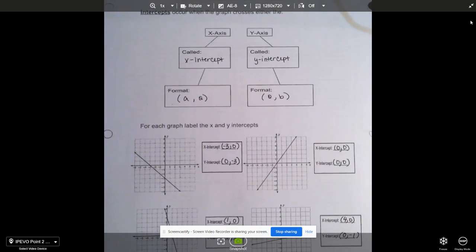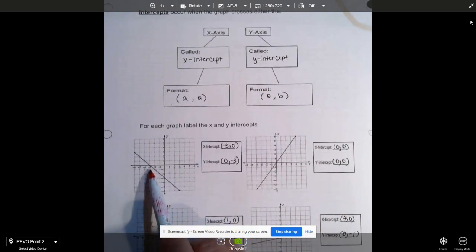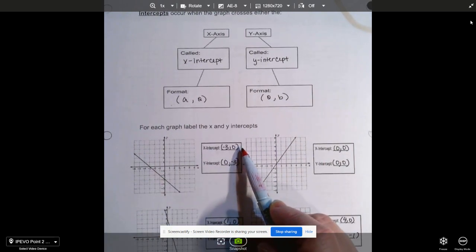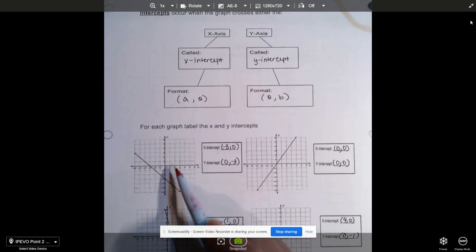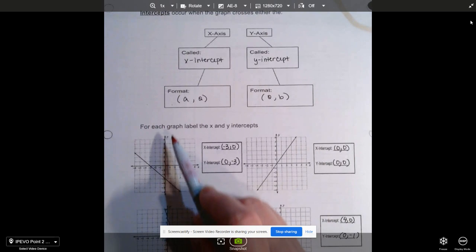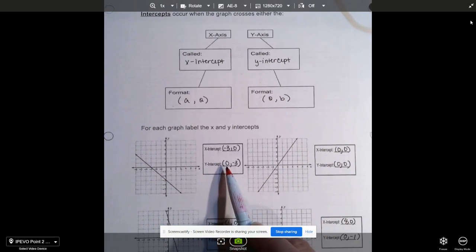So here it says label each graph and then say what the x and y intercepts are. Well, you can see right here, this is my x-axis. This right here is where it crosses my x-axis, and that point is -3. So my x-intercept is (-3, 0). Because remember, when I'm on my x-axis, I'm not going up or down, so my y value is 0. This is my y-axis. Where it crosses the y-axis is over here at -3. But now my x is 0 because I'm not going left or right. I'm staying right here on the y-axis, so my y-intercept is (0, -3).